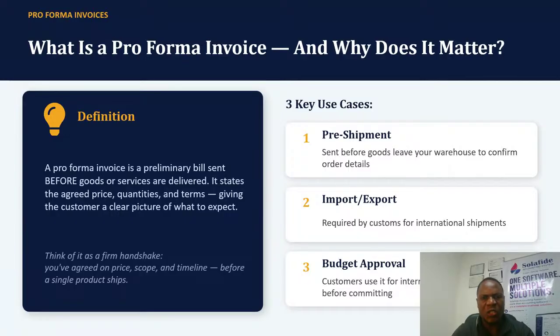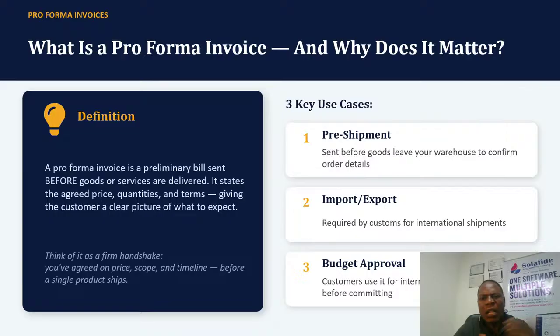What are the different dimensions? Maybe what is the color? What are the different possibilities? So it states the agreed price, the quantity, and the terms, with a clear picture of what the customer should expect if you engage in that deal. And so it's just like the first connection that you have with your potential customer.